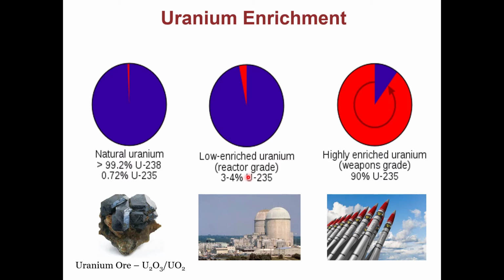So if you achieve something between 3 and 4%, this is going to be enough for a power generating fission reaction in reactors. But in order to make nuclear weapons, you have to achieve above 90% enrichment of uranium-235 isotope, which is a significantly technologically challenging task.